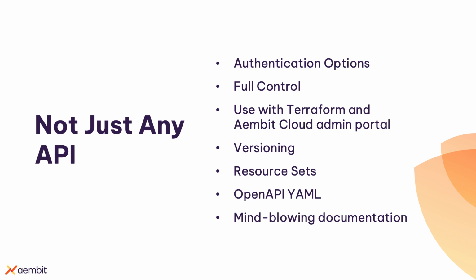Next, there's versioning. So the great thing about that is you're never going to break the code that you've already written, because in the API URL, you can put the version, and then you can update the versioning and the API calls as you need when we add new features and functionality. We also support resource sets with the APIs, which means you can have a multi-tenant experience with a single organizational tenant.